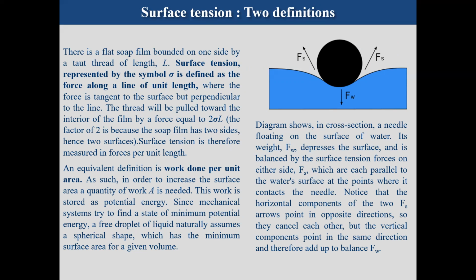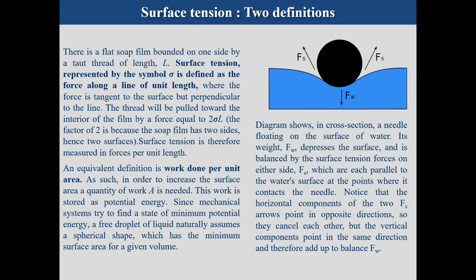The surface tension, represented by the symbol psi, is defined as the force along a line of unit length, where the force is tangent to the surface but perpendicular to the line. The thread will be pulled towards the interior of the film by a force equal to 2 psi L. The two factor comes because the soap film has two sides, hence two surfaces. The surface tension is therefore measured in force per unit length.